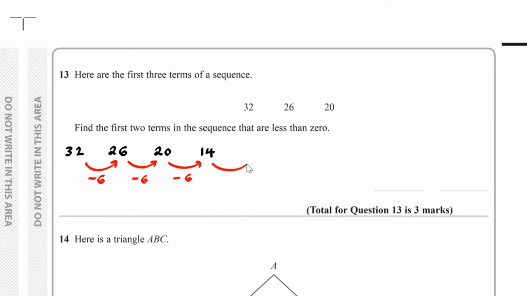If I subtract 6 once again, I get 8. If I get 8 and I subtract 6 from it, I get 2. Then if I subtract 6 from this, I get minus 4. Minus 4 is less than 0. And if I subtract 6 from this again, I get minus 10. Minus 10 is less than 0.